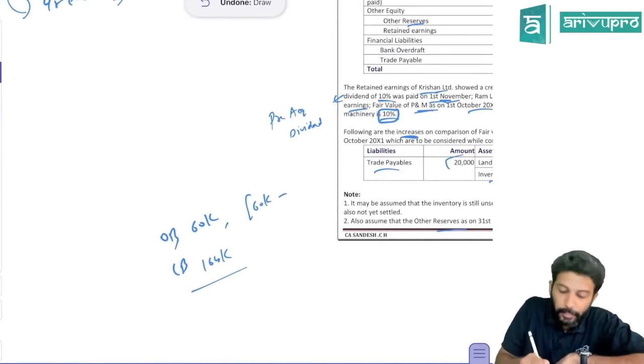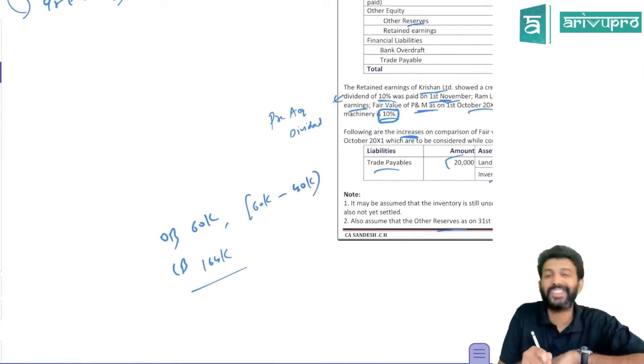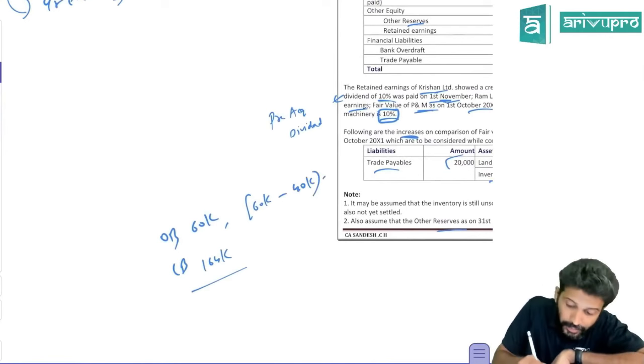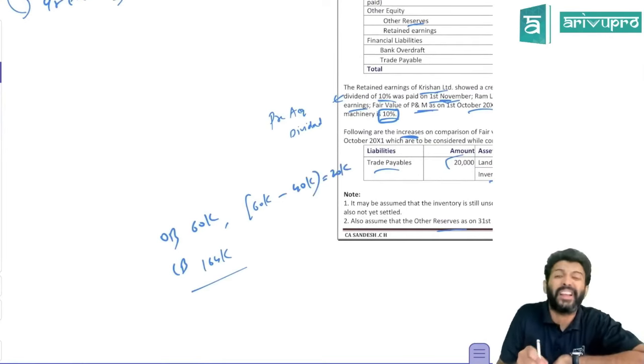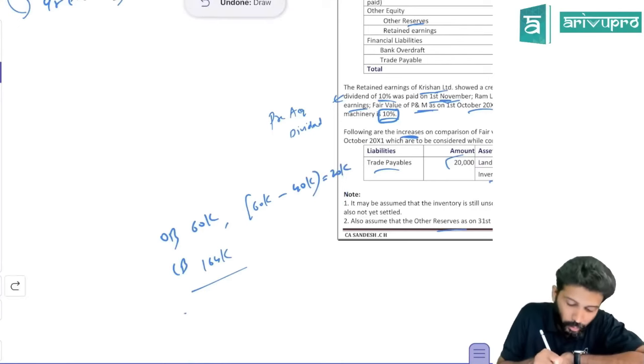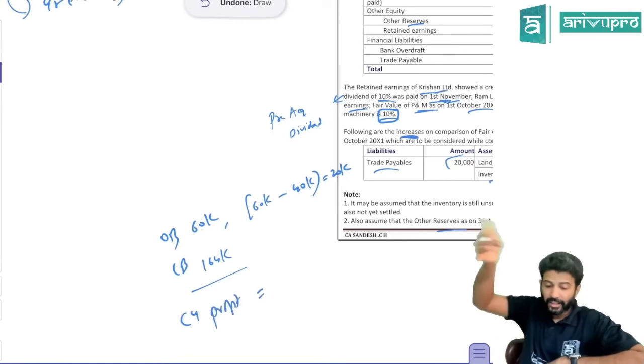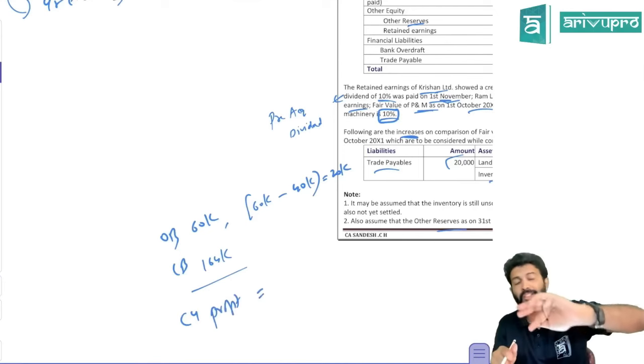So minus 4 lakh into 10% is 40,000. So using the 60,000, you paid 40,000 dividend. That means profit remaining is only 20,000. From 20,000, it became 1,64,000. That means current year, you made some profit. From 20,000, the closing balance has become 1,64,000.